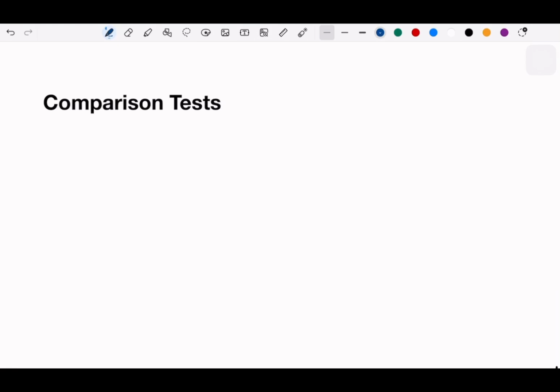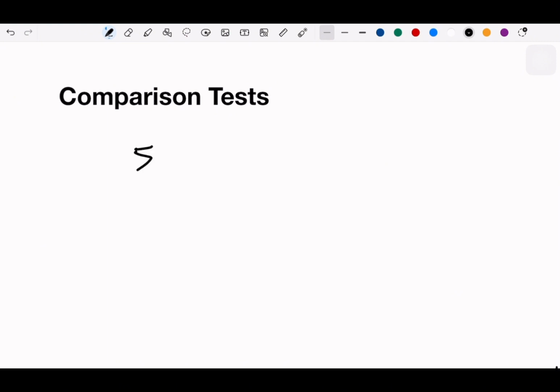The comparison test. I hope we can finish comparison tests and maybe one more method, or if not, then this will be for Thursday class. The comparison test is also easy to use. Basically, we are going to compare some series with other series that we know for sure. For example, if we take a look at the series, let's say the geometric.